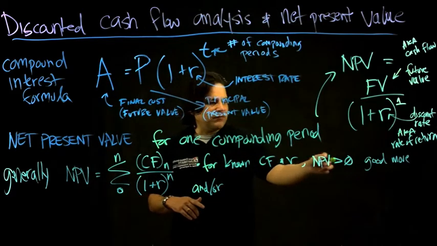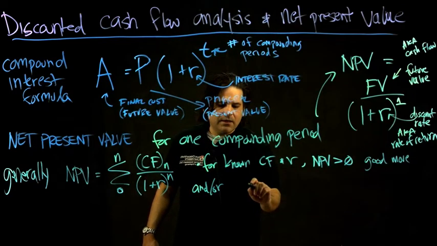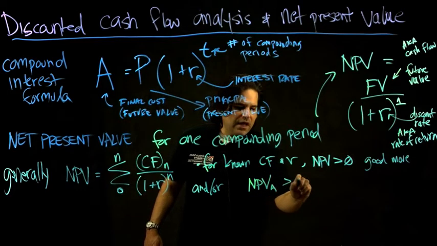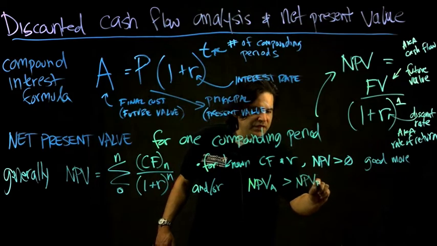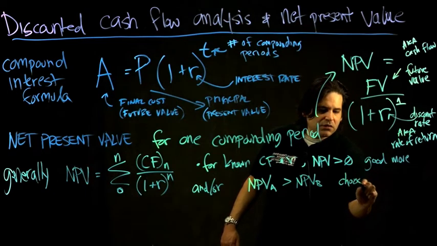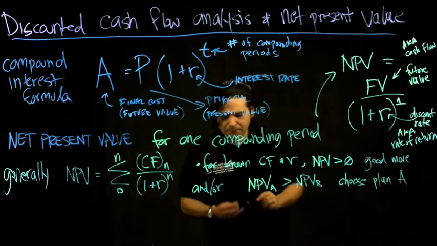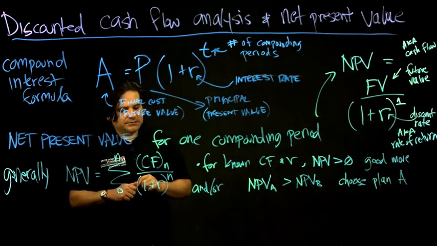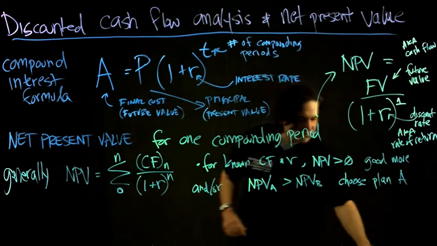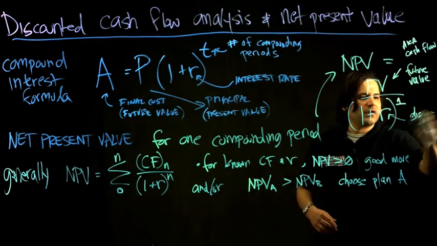So you can do this where bigger than 0 is good, of course. And if you want to compare different options, if you calculate the net present value of option A, and you calculate the net present value of option B, and option A has a bigger net present value, you would choose plan A. Okay, so we're going to apply this to a scenario and see what our different options are and calculate the net present values.